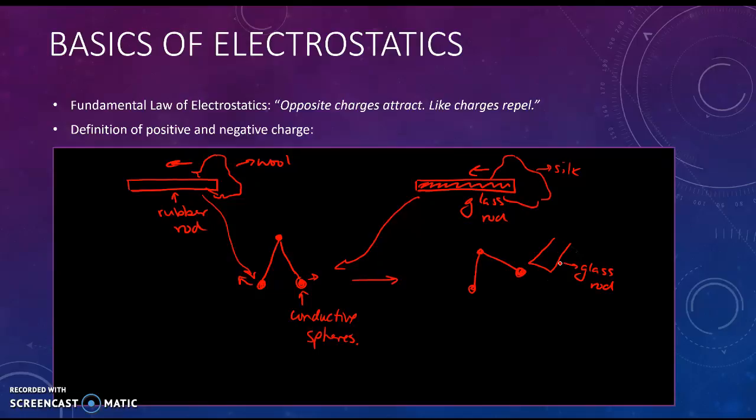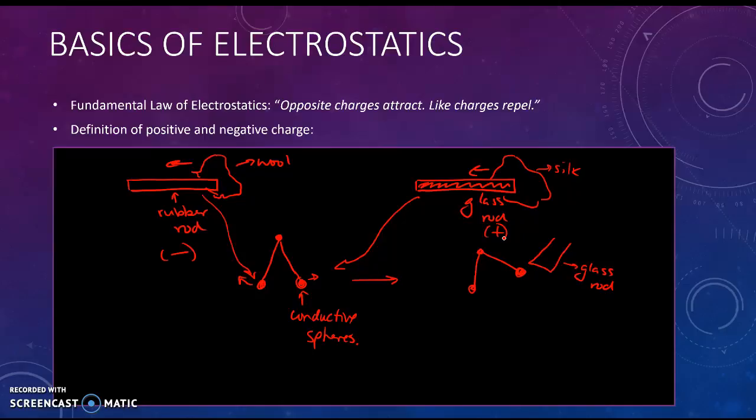So what we decided, I think Ben Franklin actually decided this, is that whatever charge the wool and the rubber rod create, I'm going to call that a negative charge. And whatever charge was created on the glass rod, we'll call that a positive charge. This was kind of an arbitrary thing. He could have reversed this, right? He probably could have called it black and white if he wanted to. But positive and negative is simple, it's universal, it doesn't depend on the language you use.